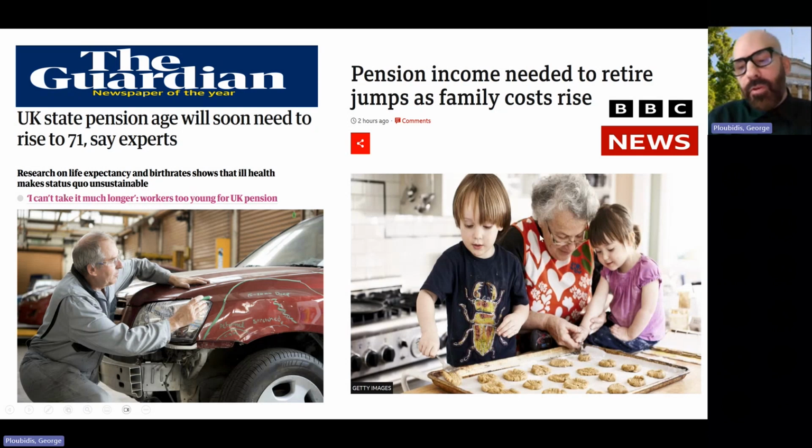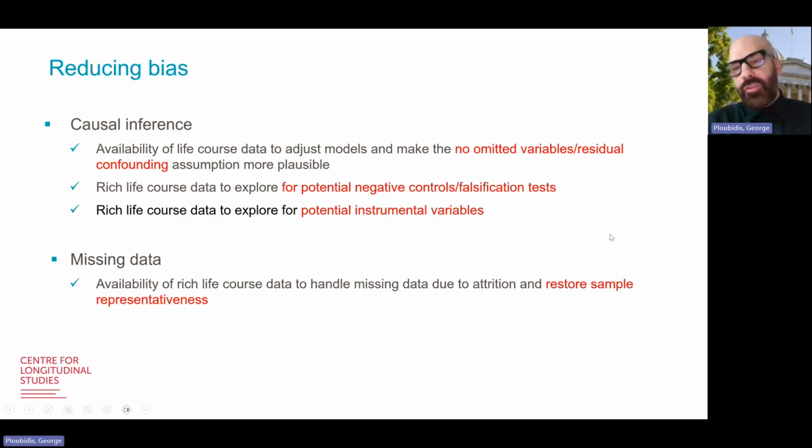Now, of course, having this data across the life course, and I think Vanessa alluded to this in her presentation, does not only allow us to answer important questions, but also allows us to do better science, allows us to reduce bias, because science becomes more robust and we have better quality empirical evidence when we are actually able to reduce bias. And there are two particular areas where the data we have across the life course of participants allows us to reduce bias.